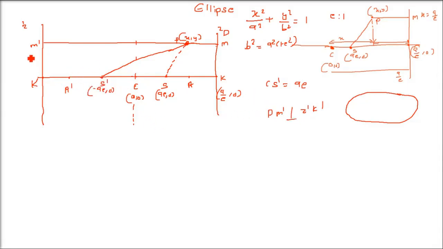PM dash is perpendicular to Z dash K dash, and this Z dash K dash is also perpendicular to CK dash. Or you can say the line passing through C is perpendicular to the line which we made perpendicular to it, Z dash K dash. These are perpendicular, 90 degrees. So we have CK dash perpendicular to Z dash K dash. Now this PM dash, what is the length of this PM dash? If I drop a perpendicular here, I am just calling this N. So what is this NK dash? This PM dash is NK dash.